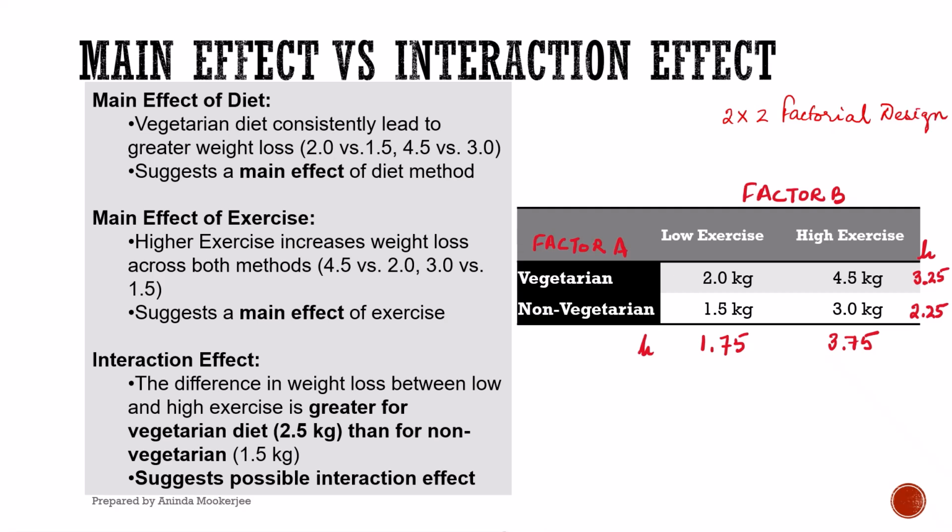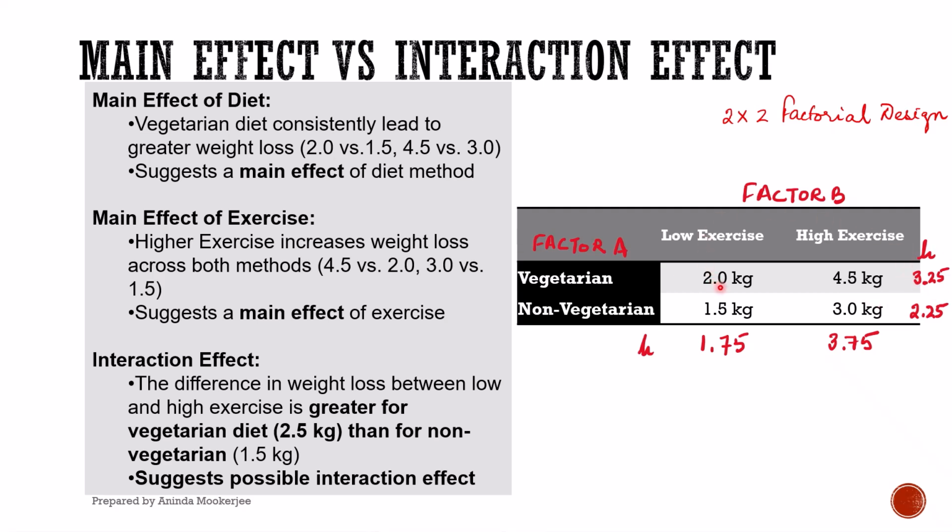So if we consider the main effect of diet, here we have the numbers over here. These represent the weight loss in kilograms. So with the vegetarian diet, if we want to consider the main effect of diet, we find the mean of all the values under vegetarian, irrespective of the level of exercise. Do not consider the level of exercise. We just look at the numbers that are in the row for vegetarian, find their mean.